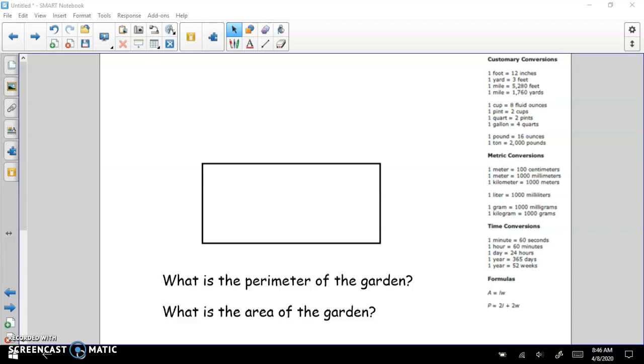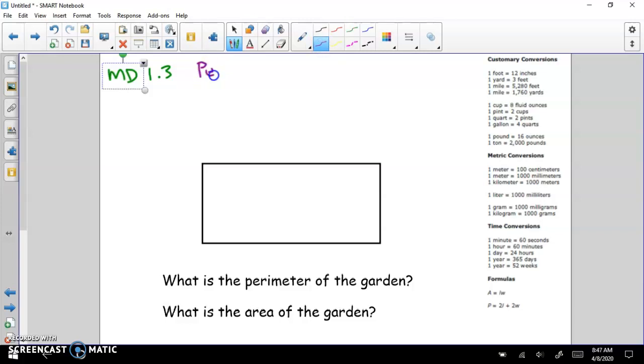Yesterday we wrapped up our units of measurement with metric, and today we're moving into our next standard, which is going to be MD13. MD13 is about area and perimeter and finding the measurements of both of them. So two words that we need to become familiar with after today are area and perimeter.